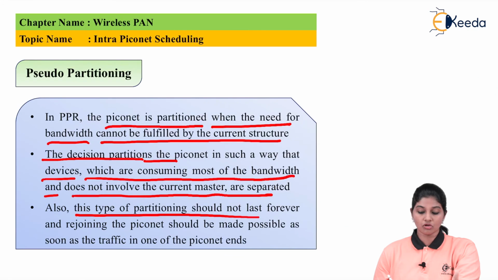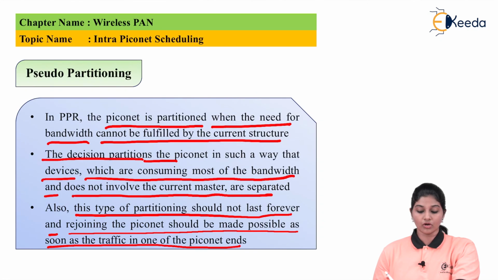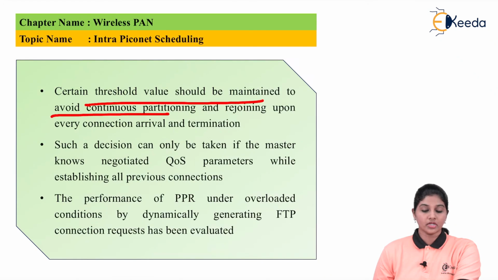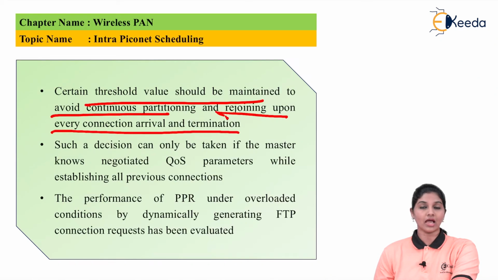This type of partitioning should not last forever, and rejoining the Piconet should be done as soon as the traffic in one of the Piconets ends. On the basis of how much traffic is going on in the network and how much partitioning is done, this temporary partitioning is required, and it should not last forever, and rejoining of the Piconet is required, because when the traffic in one Piconet ends, the other Piconet may be acquiring heavy traffic or heavy load. A certain threshold value should be maintained to avoid continuous partitioning and rejoining upon every connection arrival and termination.